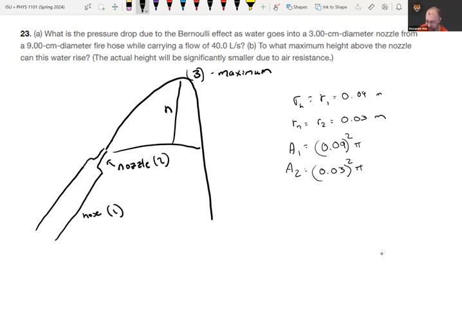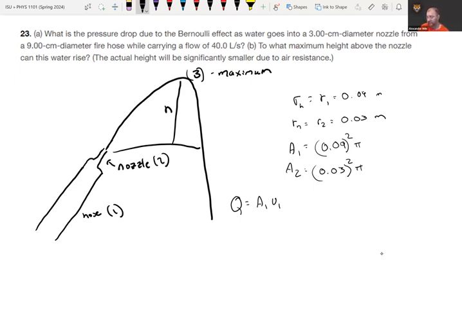The fact that the radius is 1/3 in the nozzle means that the area will actually be 1/9, and you can verify that using a number of different ways. But if the nozzle radius is 1/3 the hose, then its cross-sectional area will be 1/9, and you can calculate that out if you want. But what I would do here is I would say, okay, Q is going to be equal to A1 V1, and we've got to find V1.